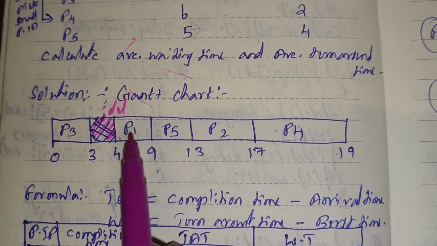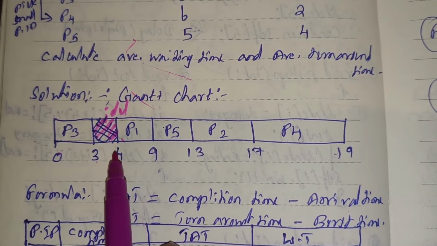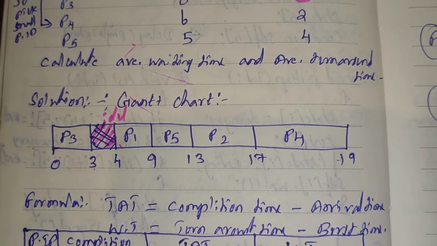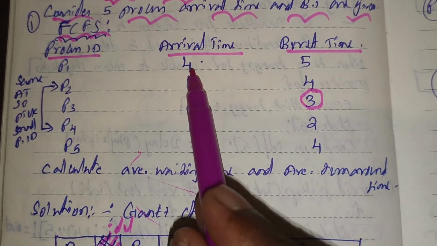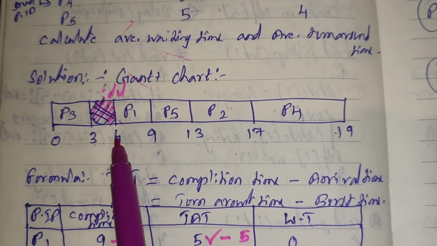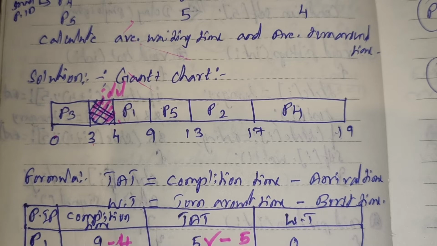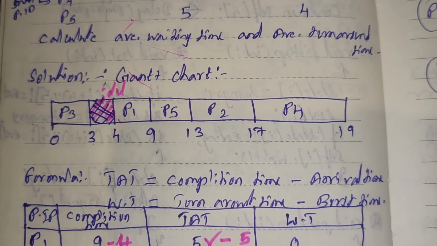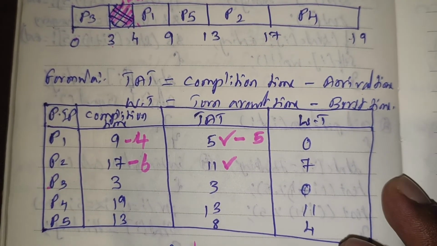You know that P1 arrived at 4, right? And it starts its execution at 4. So that's the point. See here, P1 arrives at 4, and here you can also check that P1 starts its execution at 4. Let me prove that P2 is waiting for some more minutes compared to P1. Let me prove that. See here.